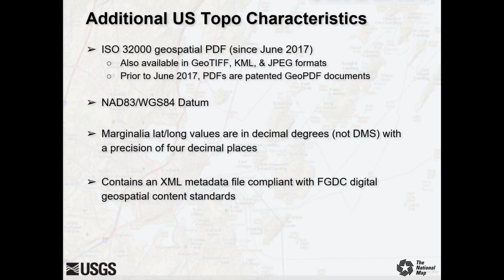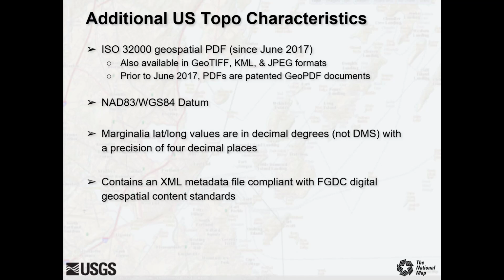US Topo maps can be easily viewed and printed from a normal office computer without specialized software or expertise. They can be downloaded for free online in a variety of geo-referenced formats. The datum on all US Topo maps is North American Datum 1983, World Geodetic System 1984, and latitude and longitude values are provided in decimal degrees, precise to 4 decimal places.